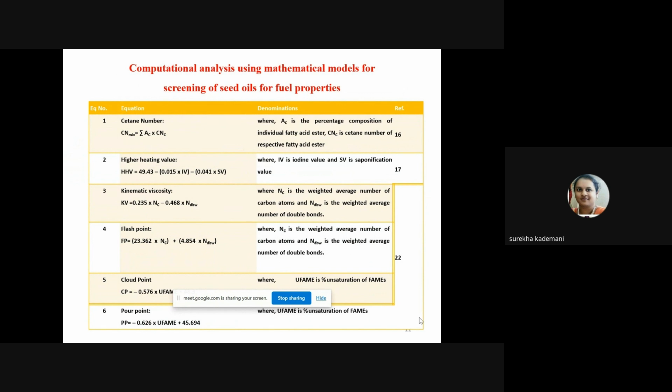The fuel properties of the synthesized biodiesel are calculated by the following mathematical models. First one is cetane number, second is higher heating value, third is kinematic viscosity, fourth is flash point, fifth is cloud point, and the last one is pour point.